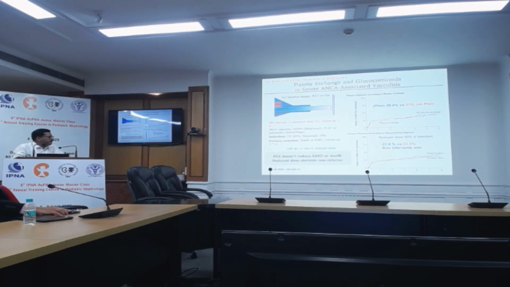the two limbs. So what this trial showed was that with plasma exchange versus no plasma exchange there was no difference in the outcome of death or end-stage kidney disease. And on the other hand, you could see that there was again no difference between the reduced dose and the standard dose. The reduced dose was 50% of the standard dose, and it met the non-inferiority for the reduced dose. So they concluded that PEX did not reduce the outcome of death or end-stage kidney disease. However, they found that reduced-dose corticosteroids are non-inferior and could be used in induction treatment.